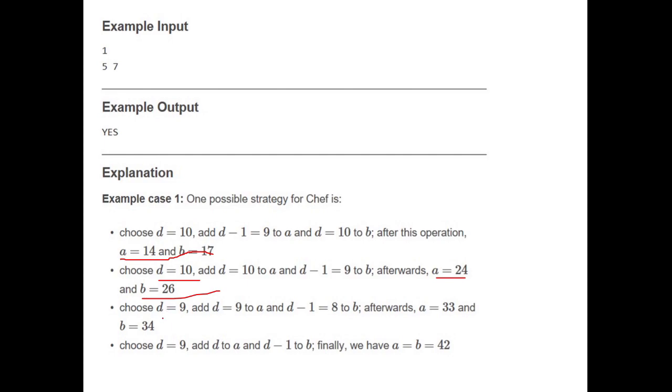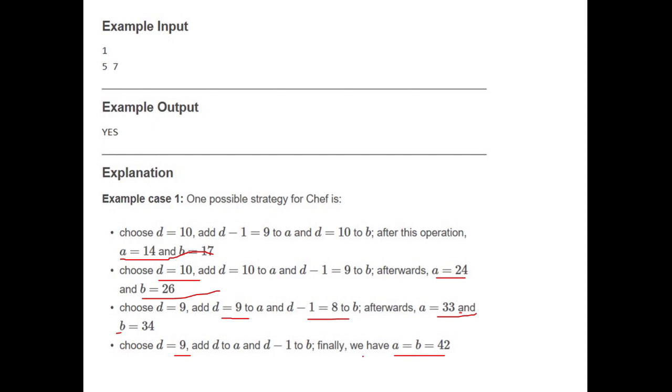Now the value of d they have taken is 9, adding d equal to 9 to a and d minus 1 to b. Now the new value of a is 33 and b is 34. Again they perform an operation with d equal to 9, adding d minus 1 to b and d to a. Now the values of a and b are equal. So the explanation is pretty simple, but let's focus on what can be the value of d.